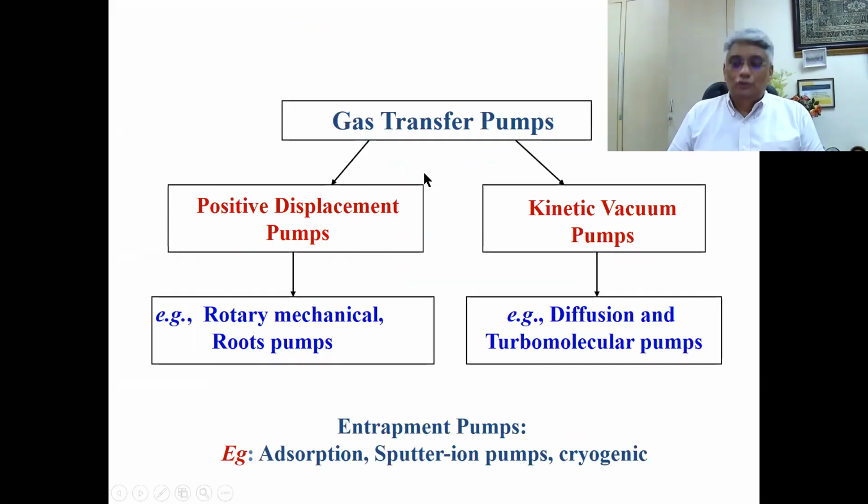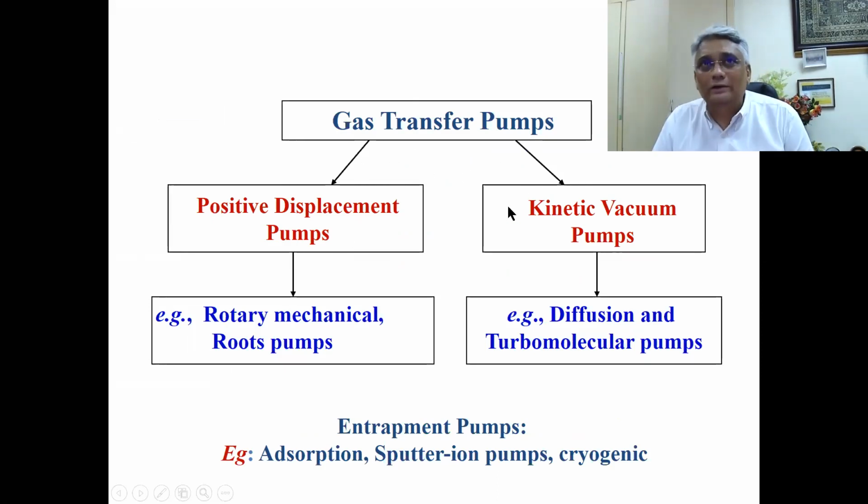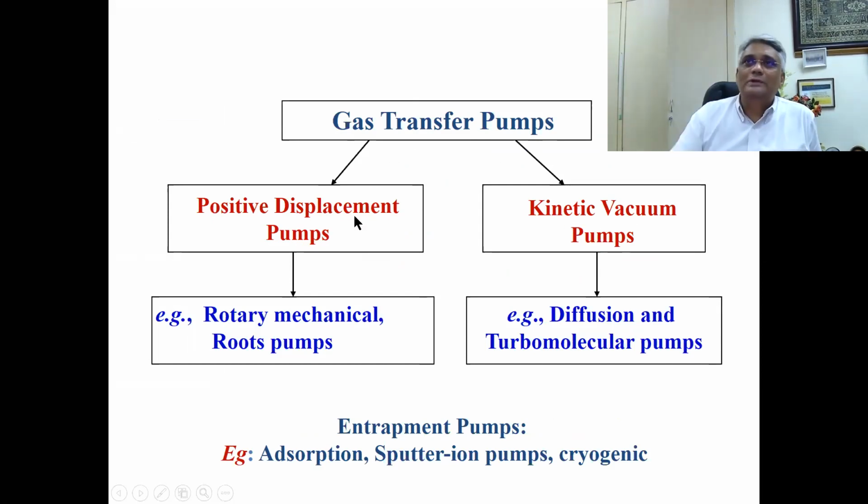Yeah. So, if you look at the gas transfer pumps, again, they are divided into two categories. One is the positive displacement pump. The other one is the kinetic vacuum pump. So positive displacement pumps, kinetic vacuum pumps. An example of a positive displacement pump is a rotary mechanical pump, the simplest of any vacuum pump, which is just a mechanical rotary pump.